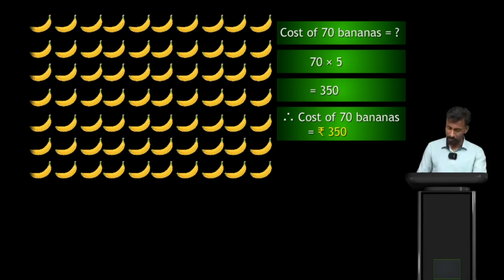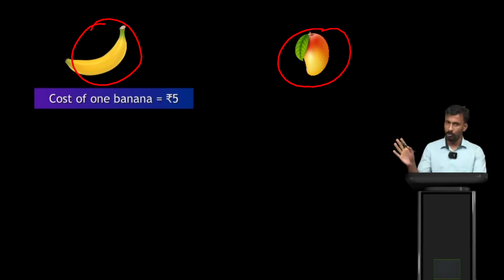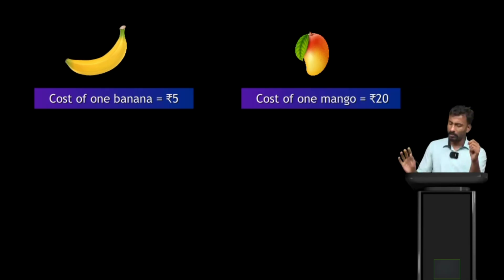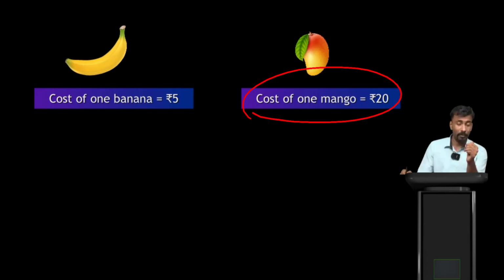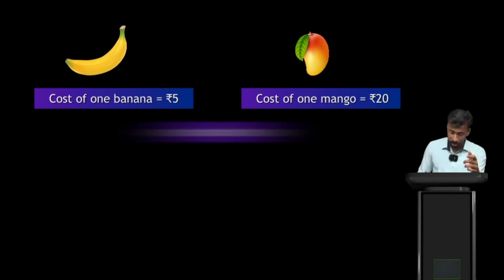Okay, very good. So now look, there is a banana and there is a mango. We have seen in the slide. Firstly, the cost of one banana equals rupees 5, as we saw earlier. And now the cost of one mango equals rupees 20. It is given that the cost of one mango equals rupees 20 and the cost of one banana equals rupees 5. Simple.